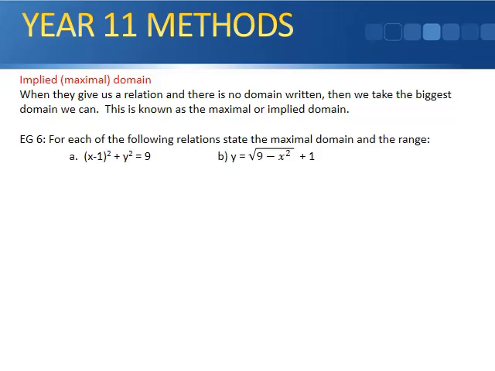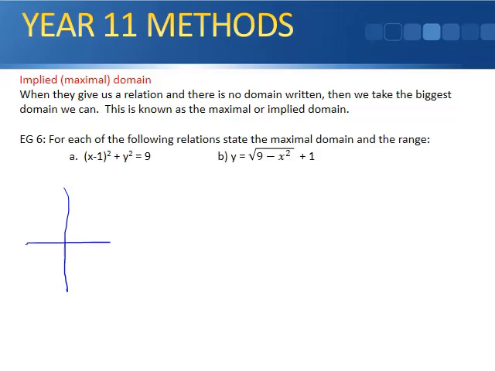Implied and maximal domain. When they give us a relation, there's no domain written, then we take the biggest domain we can. This is known as the maximal domain, or implied domain as well. Example 6, for each of the following relations state the maximal domain and the range. So we really need to sketch these before we can do anything. Well, this is just a circle.